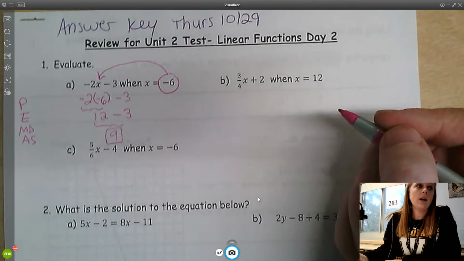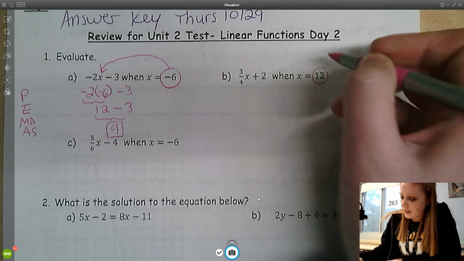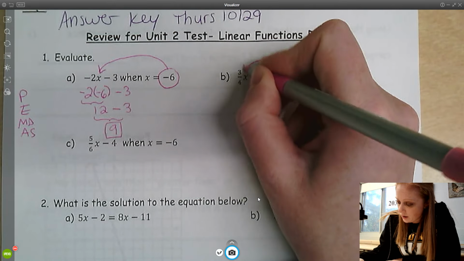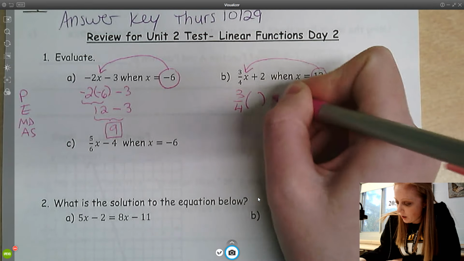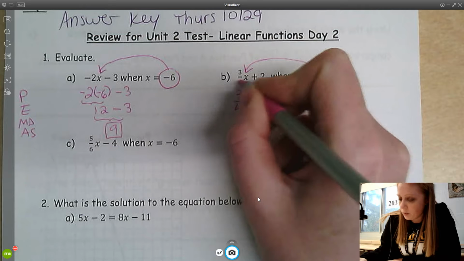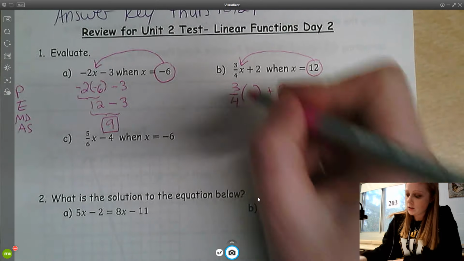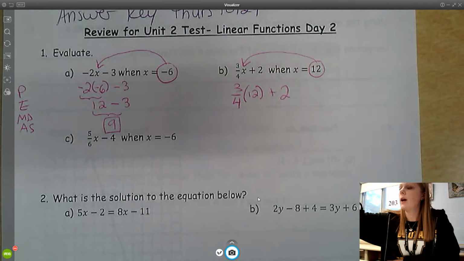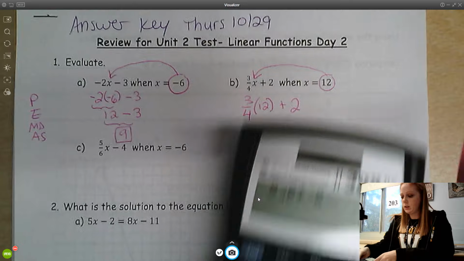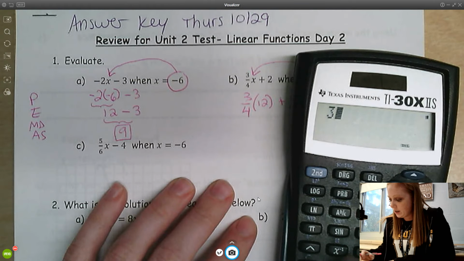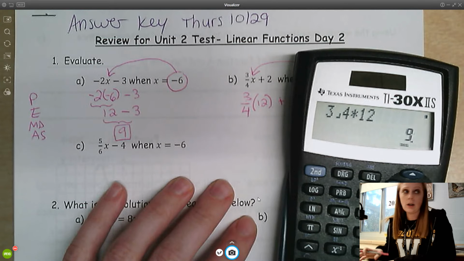All right, next one. Evaluate 3/4 x plus 2 when x is 12. So I'm going to take that 12 for x and plug it in. This 3/4 is being multiplied by whatever x is, right? When they're just smushed together like that, it's multiplication. So that's 3/4 times 12. In your calculators, you can do 3/4 times 12. And you get 9.